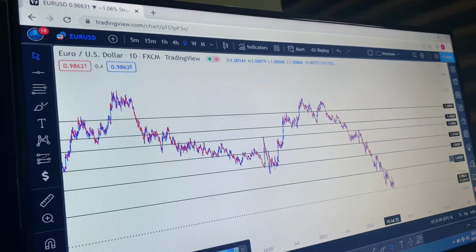So, in a downtrend, you want to look for areas of resistance for you to see selling opportunities in the market.